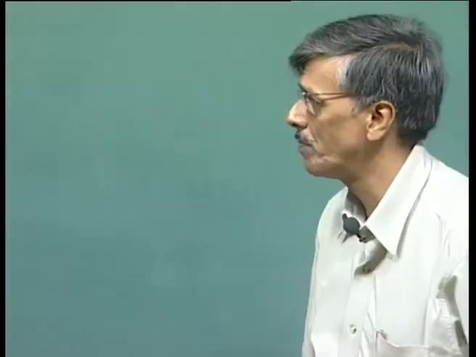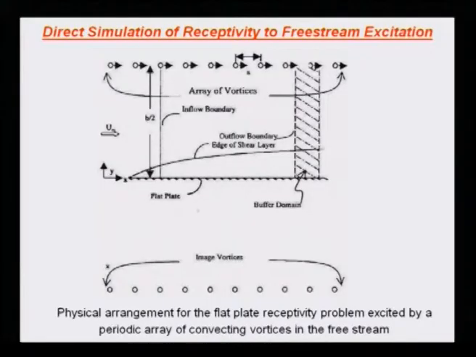Okay, so let's get back to our discussion on direct simulation of the receptivity problem to free stream excitation. This was the conceptual model that we are looking at. A boundary layer developing over a flat plate is being excited by a train of vortices moving at a constant height with constant speed, and the strength being the same.